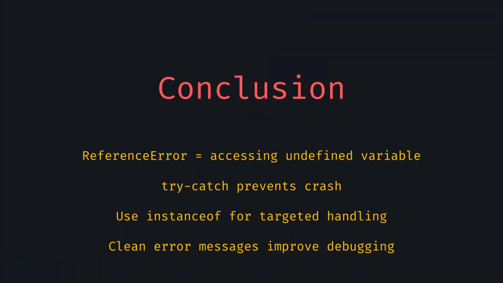To wrap up, a reference error is what happens when you use a variable that does not exist. Using try-catch lets you handle that safely, and using instanceof makes the response more precise. Instead of crashing, the code stays in control and informative. It is a small pattern, but a powerful one for robust JavaScript.